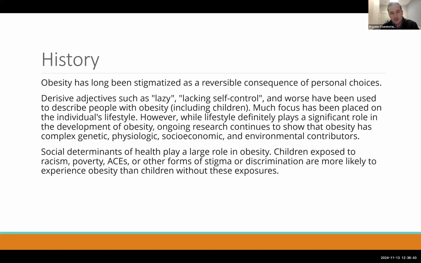And in particular in children, even probably even more so than in adults, social determinants of health play a large role. We see that children who are exposed to racism, poverty, adverse childhood experiences, or other types of stigma or discrimination are more likely to experience obesity than children without these exposures.